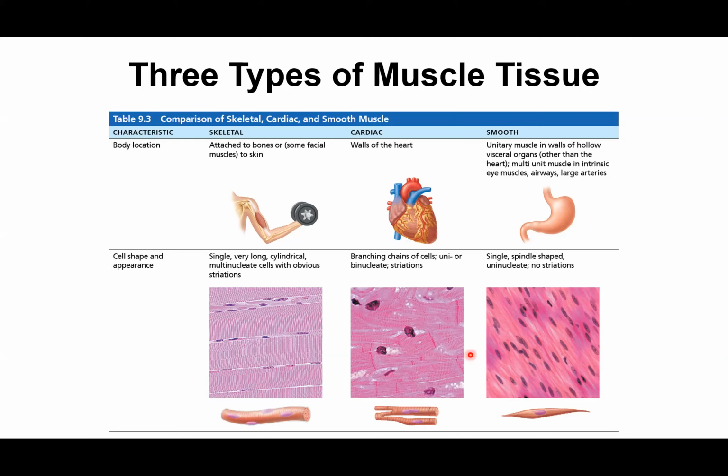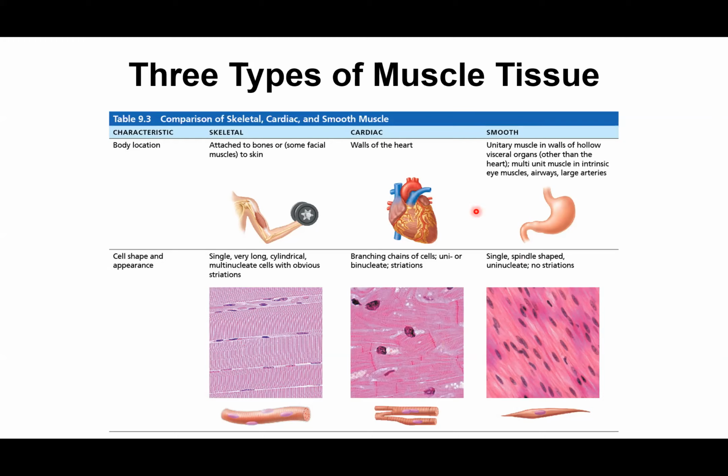And in terms of histology, what we see here is some branching chains of cells. They're either uninucleate or binucleate, and we can see obvious striations occurring as well in this plane. And so you can see here would be the end of the cell. As it moves down, we can see branching occurring.